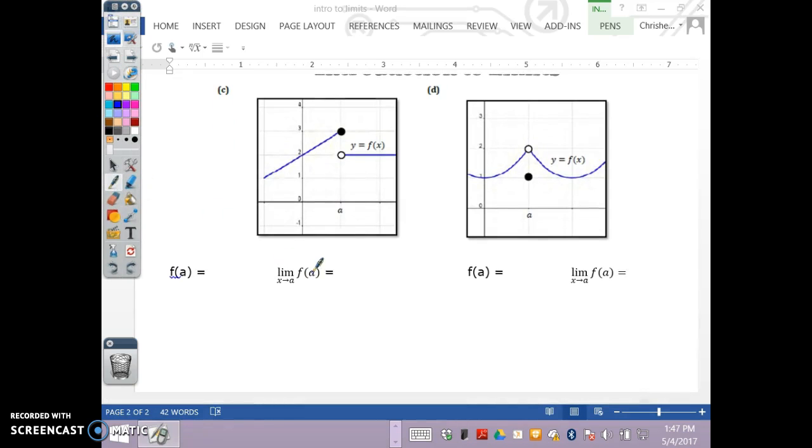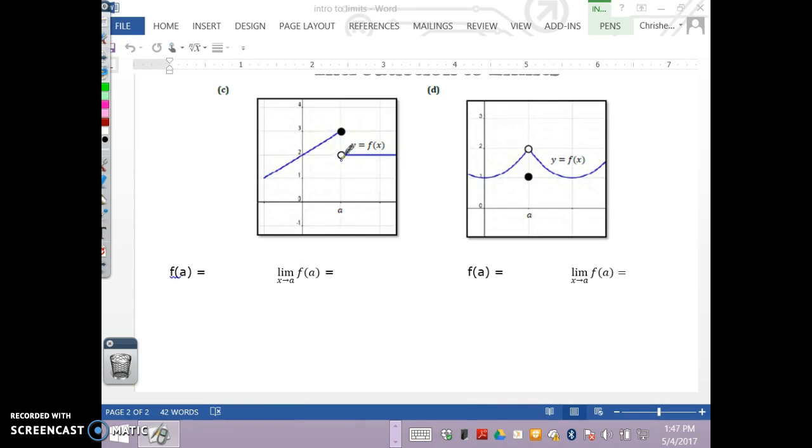We're looking for that closed circle again because this is not where it is at a. It's up here. That's 3 again. And again, I would say this limit does not exist because from the left, we're going up to 3, and from the right, we're coming to 2.